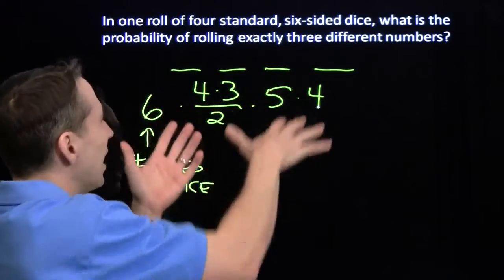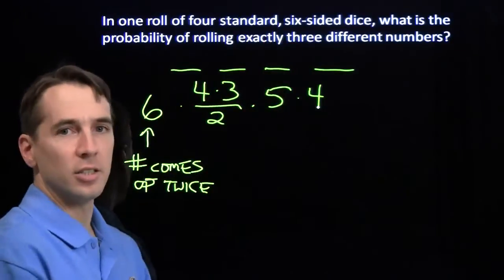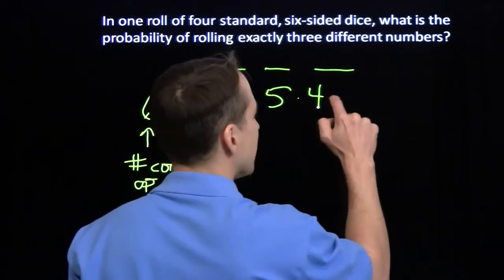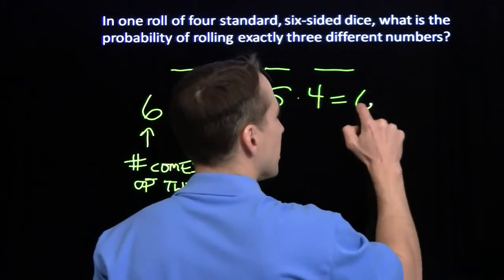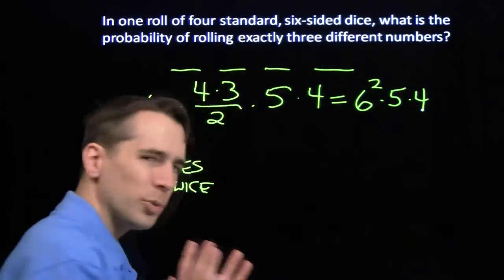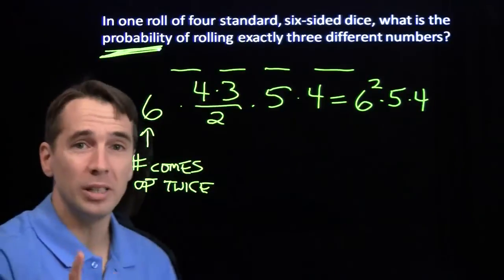So that's counting all the number of ways that I can end up with the rolls to satisfy these conditions. So now I can do a little arithmetic here. I've got 4 times 3 divided by 2, that's 6. Got another 6 over there. So I've got 6 squared times 5 times 4. Now I'm not going to multiply this out just yet because I remember that this is a probability problem.